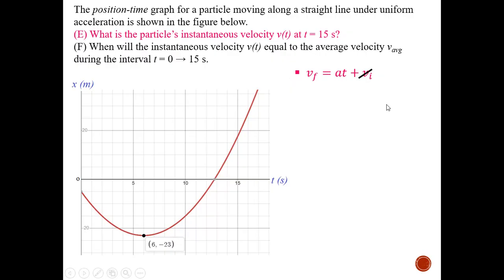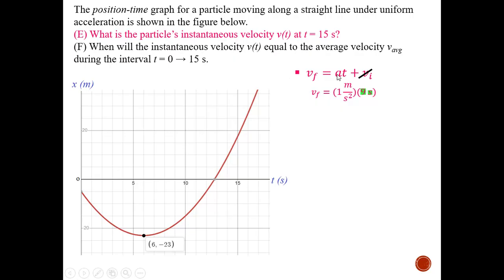So here, I'm actually just going to start at 6 seconds, because at 6 seconds, the Vi here is 0. I know the object stopped at 6 seconds and then it accelerates to the right afterwards. Well, part E wants 15 seconds, which means it's already moving rightward. So instead of starting at 0 seconds, I'm going to start at 6 seconds, only because I know at 6 seconds it was at a momentary stop, because it came to a stop before it changed direction.